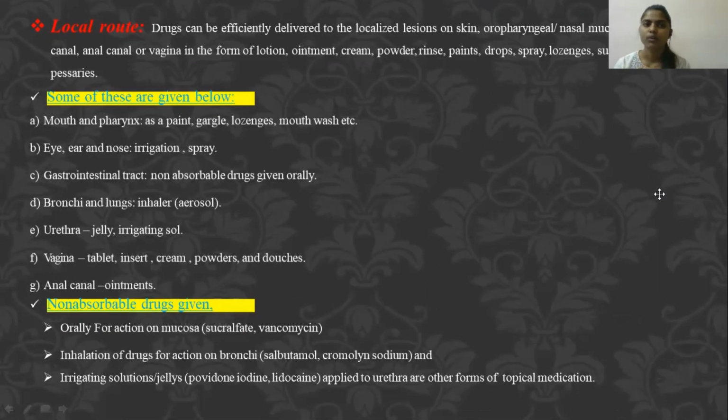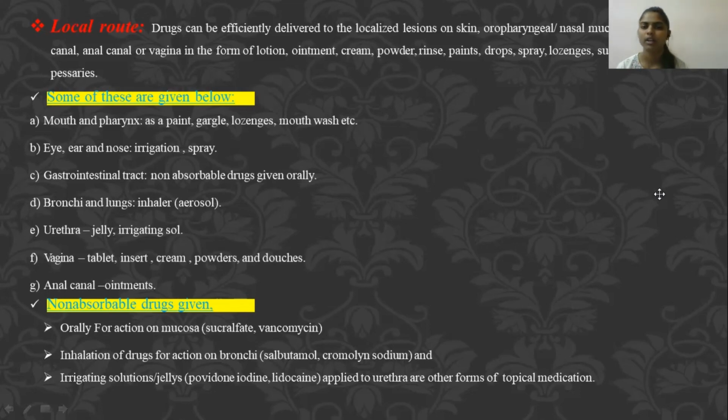Then there is the local route. In that, drug can be effectively delivered to localized lesions on the skin, oropharyngeal, nasal mucosa, eye, ear, anal canal, or vagina in the form of lotion, ointment, cream, powder, rinse, paint, drops, spray, lozenges, suppositories, or pessaries. So the local route will be used for local applications.